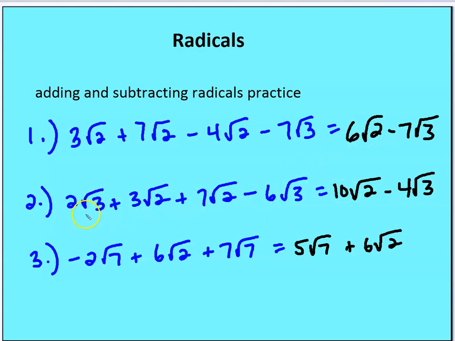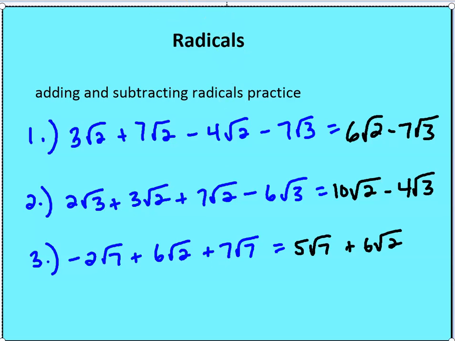Second one, I have 2 root 3 minus 6 root 3 is minus 4 root 3. 3 root 2 plus 7 root 2 is 10 root 2. And then lastly, I have two like terms. Negative 2 root 7 plus 7 root 7 is 5 root 7 plus 6 root 2. All right, moving on.